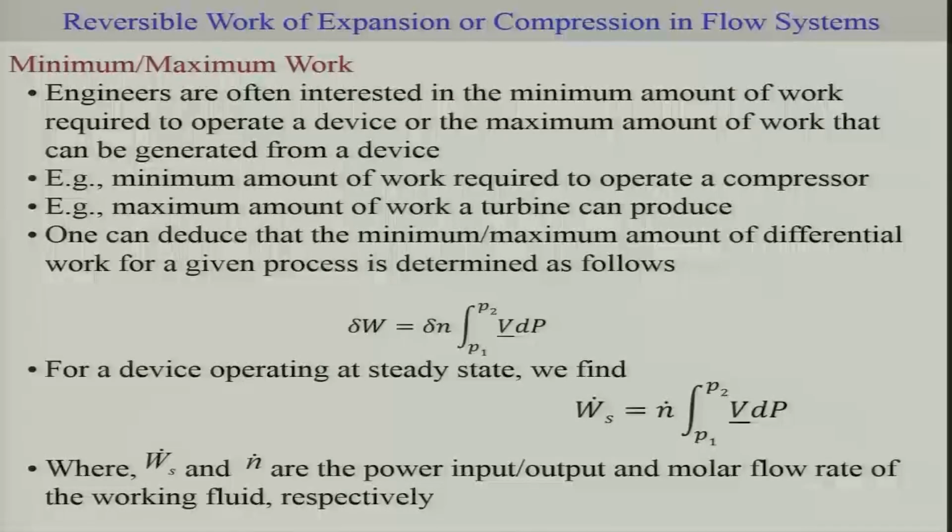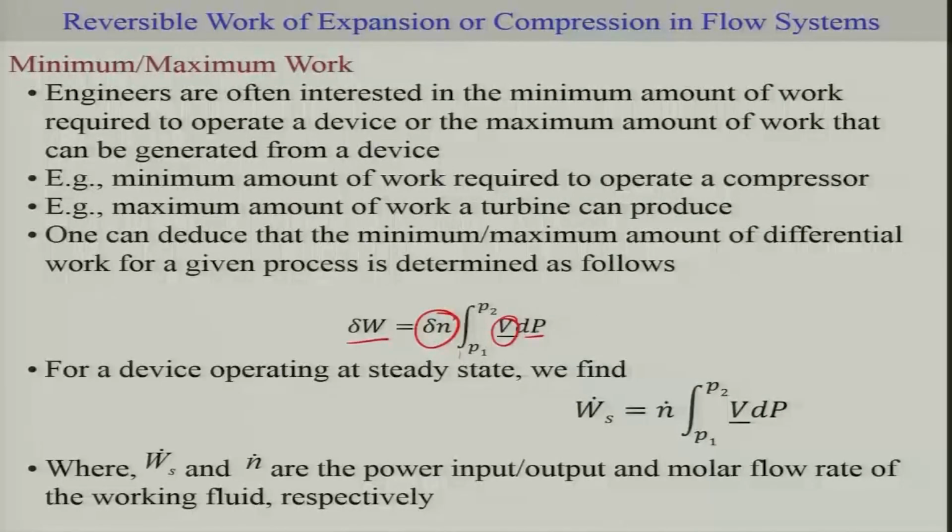So, one can deduce the minimum and maximum amount of differential work for a given process in the following way. So, del W is basically nothing but the integral of the molar volume multiplied by dP, and then you multiply by the differential amount of the moles which is passed through, let us say, a compressor. Okay. For the device operating at a steady state, you will write like this: W dot S is equal to N dot times the integral from P1 to P2 of V dP.